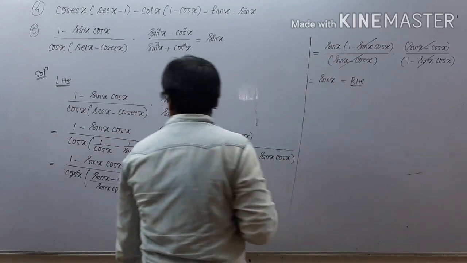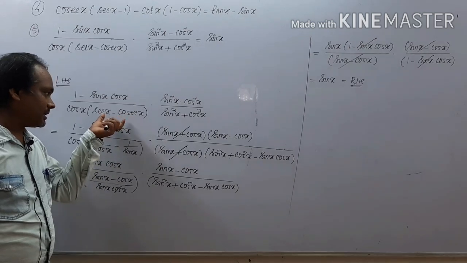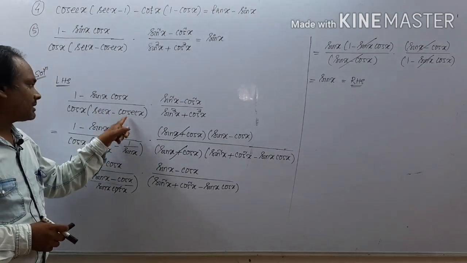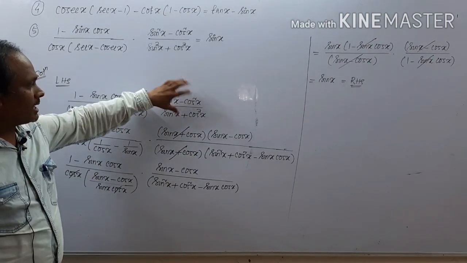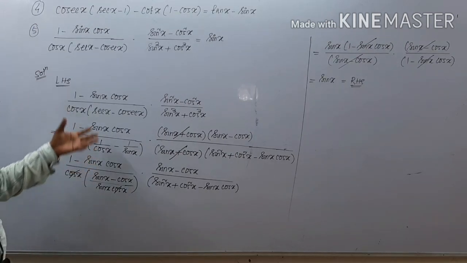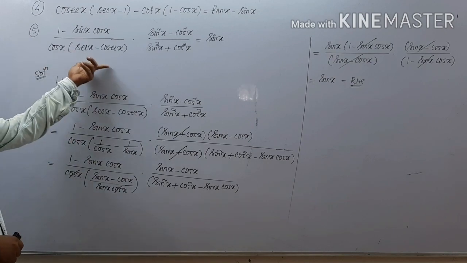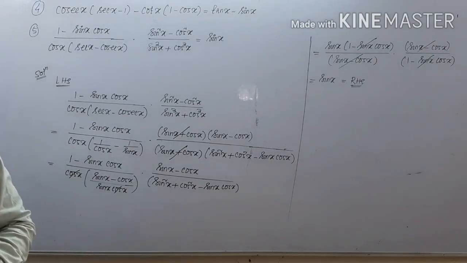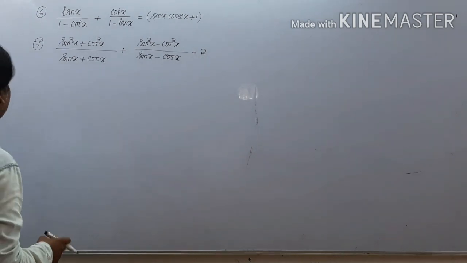So see here, we have just converted this sec x and cosec x in the form of sin cos, that is sec x as 1 by cos, cosec x as 1 by sin, and we have applied a square minus b square formula as well as a cube plus b cube formula, so that after some simplification clearly we got this expression is equal to sin x. So this is all about question number 4 and 5. Next we will do question number 6 and 7.